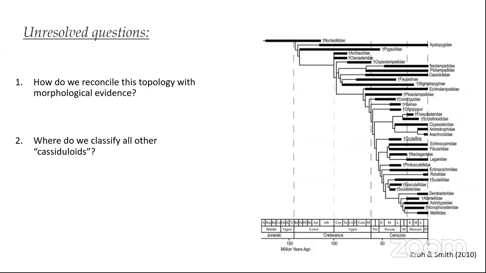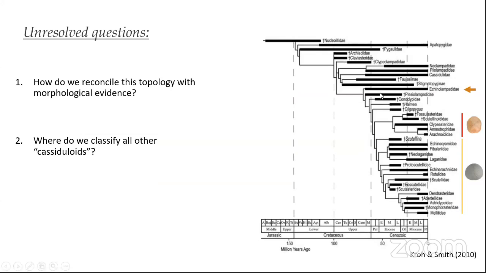The other question that's unresolved is, where do we classify all other caciduloids? Just to show you, on the right, this is a morphological tree. What I'm highlighting here in yellow are the sand dollars. That red clade there are the sea biscuits. And what we've shown with phylogenomic data is that, first of all, the sand dollars and the sea biscuits are monophyletic in this clade, because in this topology, this is a morphological tree.